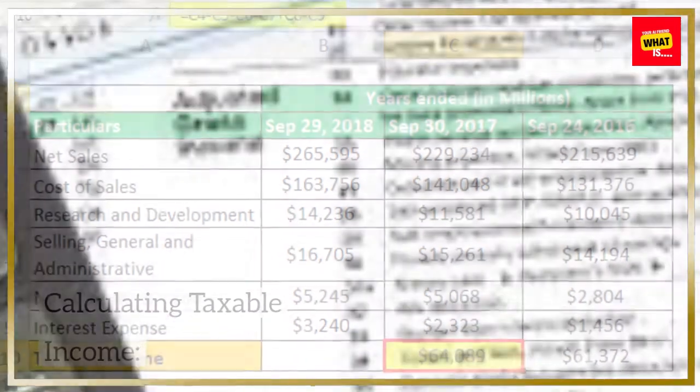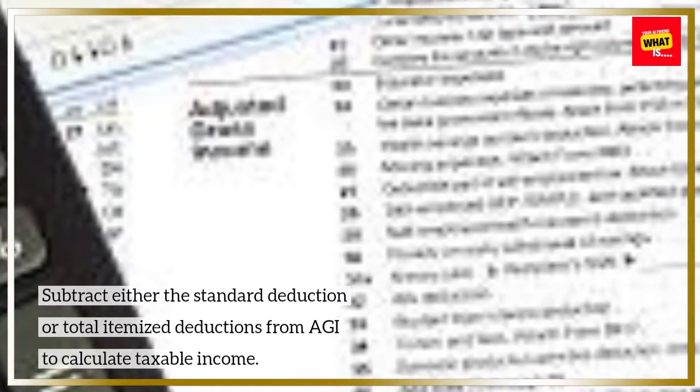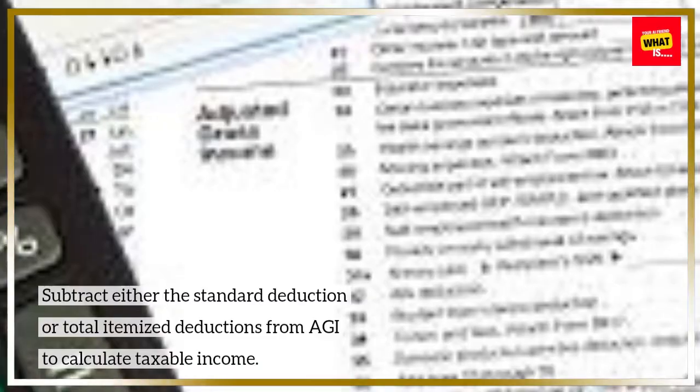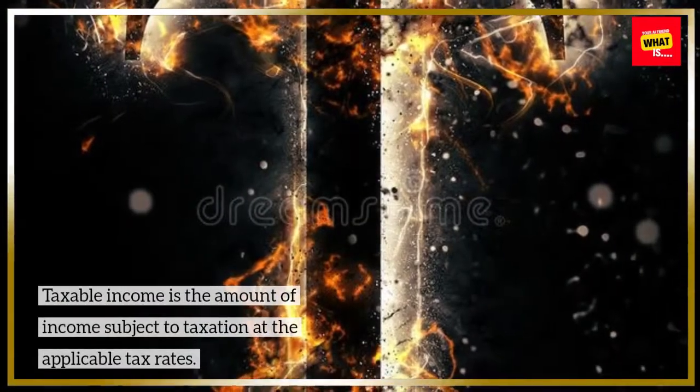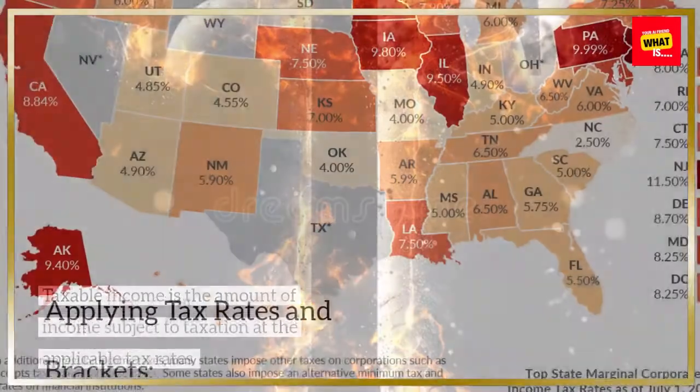Calculating taxable income. Subtract either the standard deduction or total itemized deductions from AGI to calculate taxable income. Taxable income is the amount of income subject to taxation at the applicable tax rates.